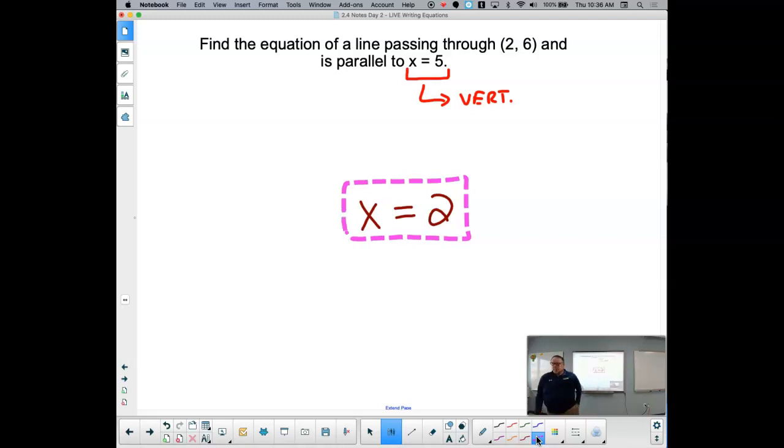Okay? Vertical lines are parallel to other vertical lines. Vertical lines are perpendicular to horizontal lines, okay? And vice versa. Horizontal lines are parallel to other horizontals. Horizontal lines are perpendicular to vertical lines. Okay? So if you see those just x equals or just y equals type lines, those make them go real fast. Okay?